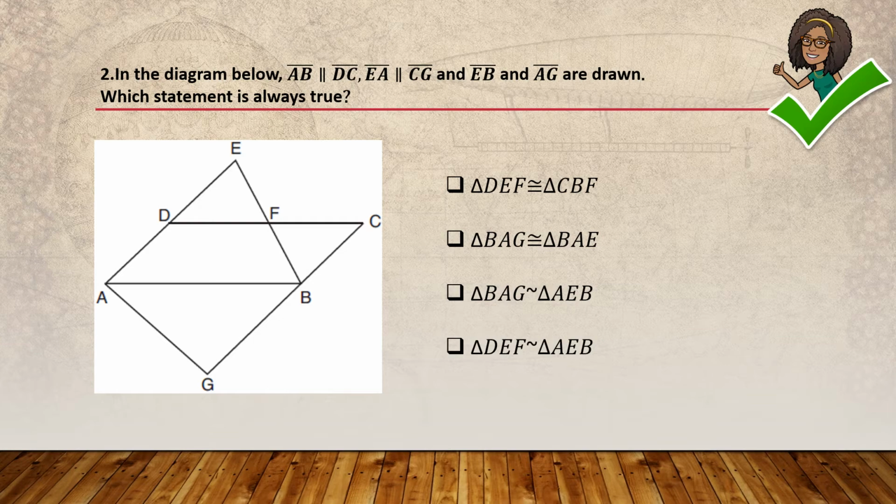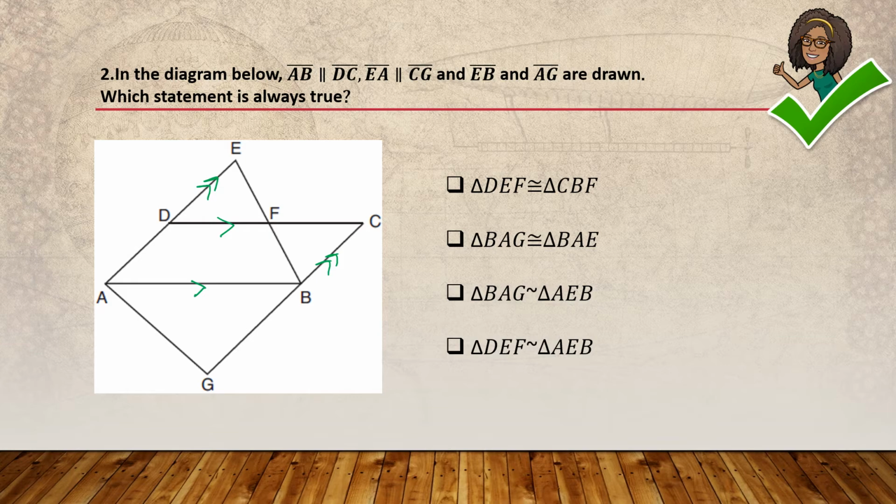Number 2 says in the diagram below we have segment AB is parallel to segment DC, so AB is parallel to DC, and AE is parallel to CG. And then we have EB and AG drawn in between. It says which statement is always true.